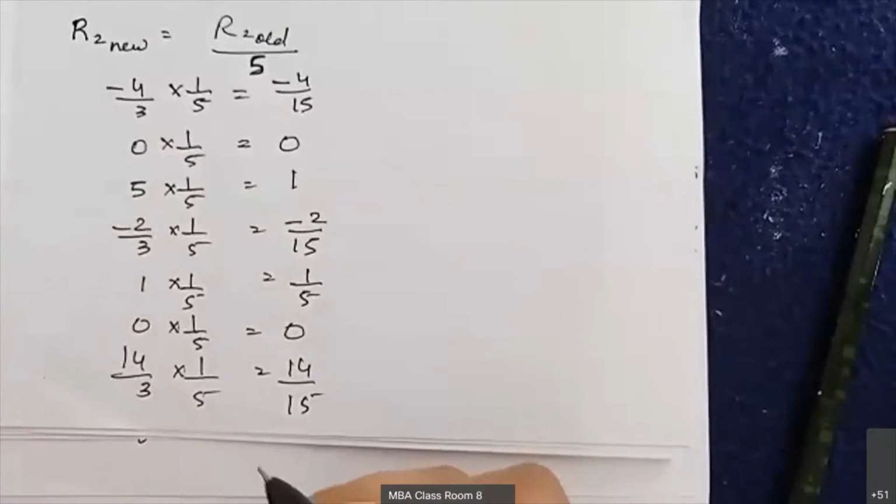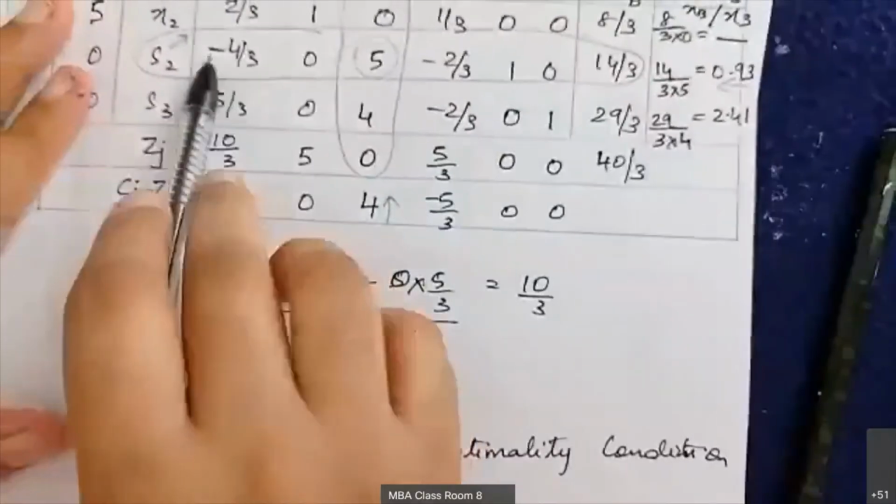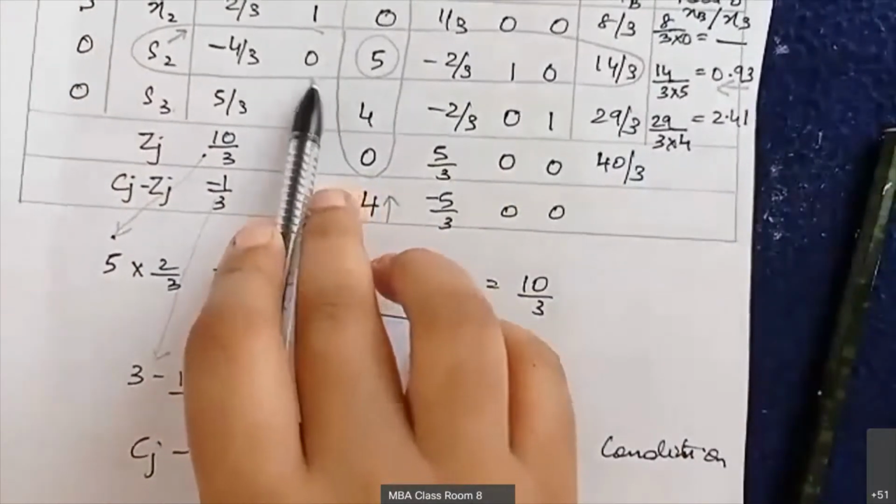That is going to be our R2 new. See, the second row was the key row. We have changed all the old values of the key row into new values. These are going to be the new values. Is it clear?